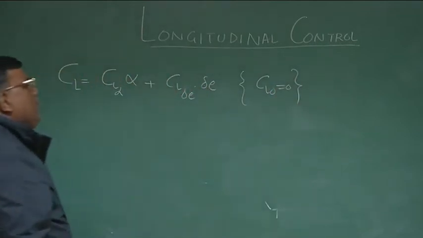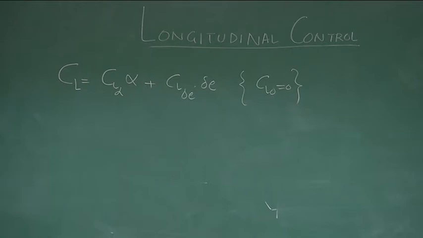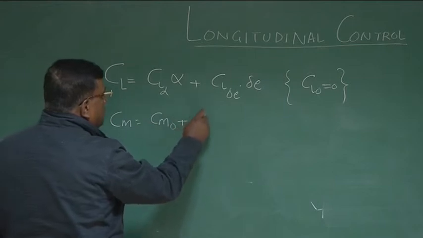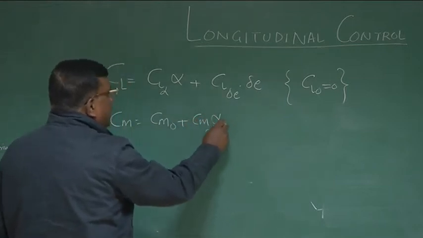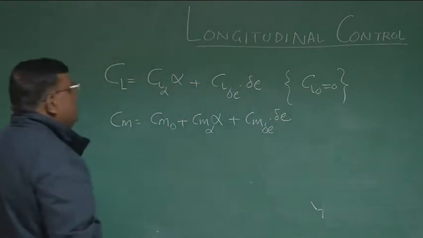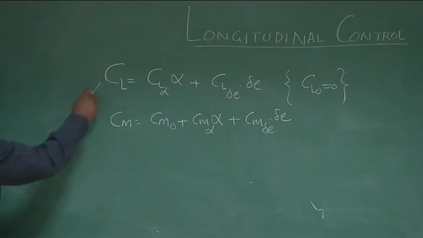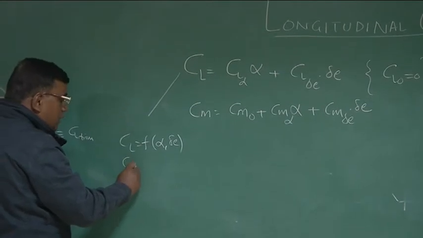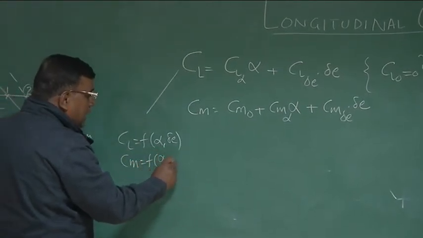You can introduce Cl naught here and do the derivation, and most likely I will be giving you that in assignment. Then Cm will be Cm naught plus Cm alpha into alpha plus Cm delta E into delta E. You are clear? Because here we have seen Cl is a function of alpha and delta E. We are not talking about any dynamic condition. So since Cm has come because of Cl, Cm also will be a function of alpha and delta E.